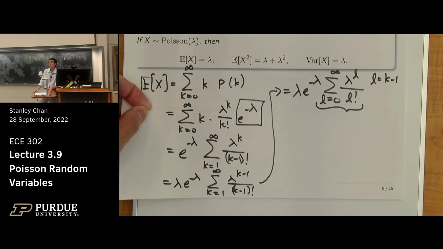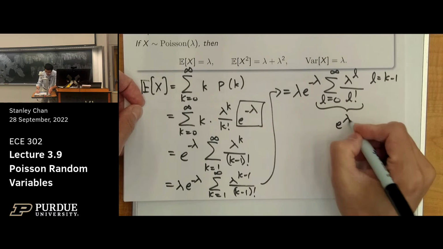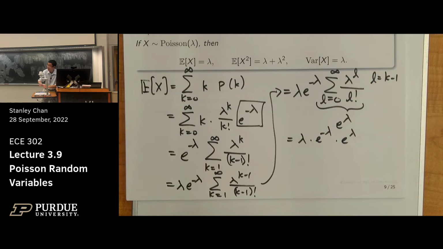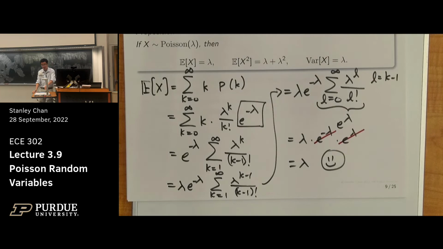This is an infinite series, a well-known infinite series that we talked about in lecture number 1. Yes, please: e to the lambda. So you have lambda times e to the minus lambda times e to the lambda. So life is very good. Cancel, cancel. Okay? So life is good. So you have lambda, and of course, you need to smile. So this is the expected value of x.